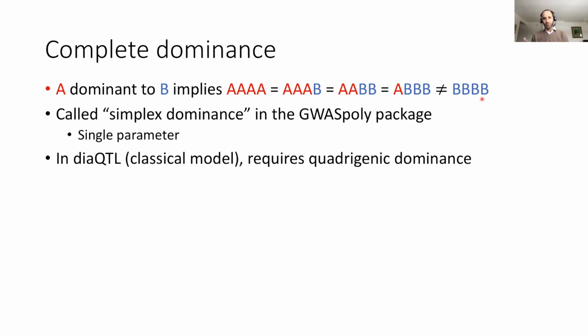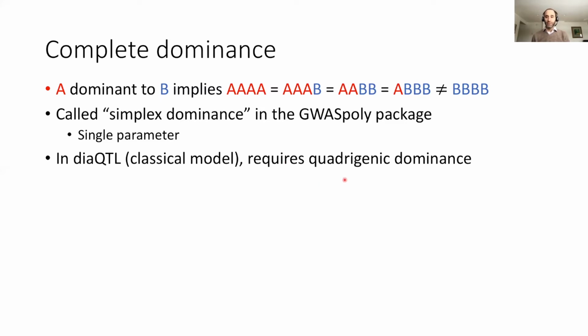And some of you may be familiar with that already. The nice thing about modeling dominance that way is that you can describe it with a single parameter, which describes the difference between the 0 dose and the 1 or more doses of A. There's only one parameter there. But again, that's not the way it's being modeled in the diaQTL package.